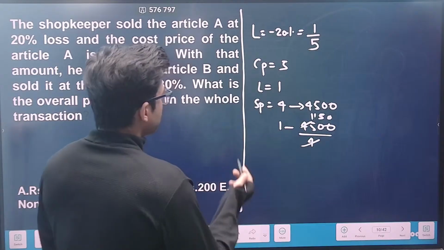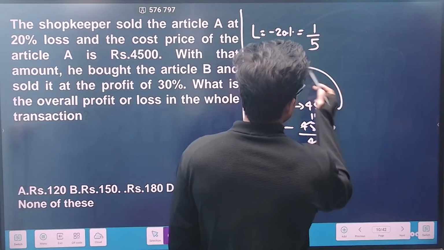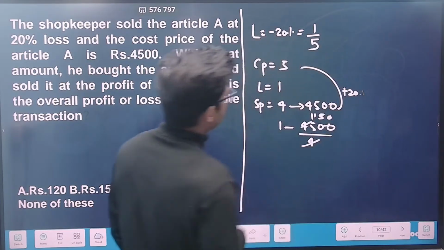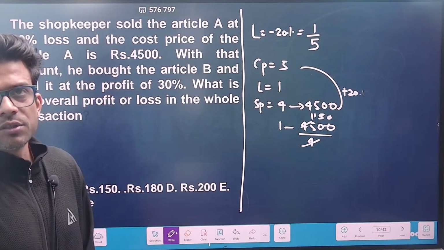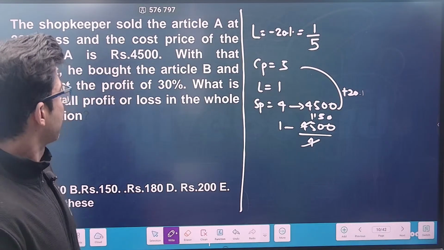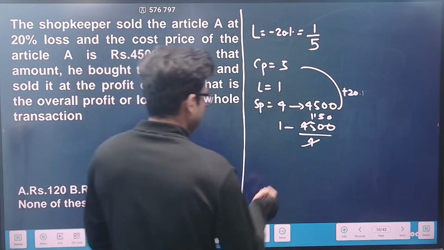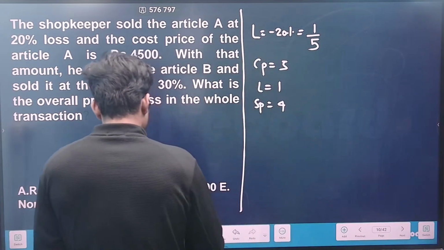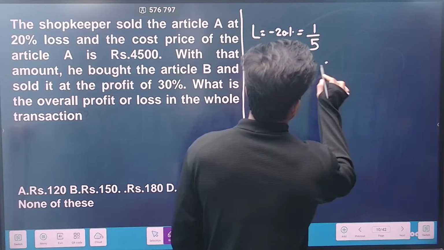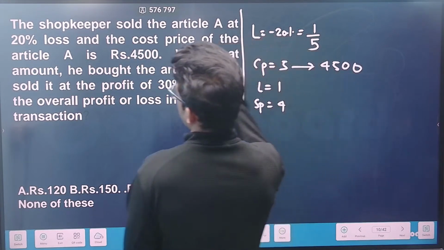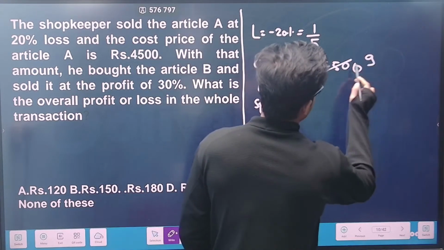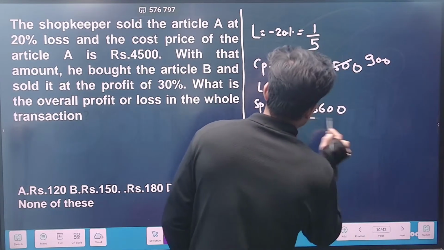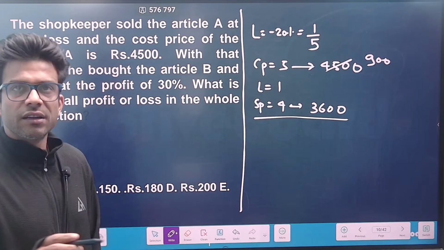So the cost price would be how much? Sorry, my bad, I did something wrong in it. The point is that the value of 5 is given to me, 4500. So the one value would be 900, and 4 would be 3600. Correct. This is my selling price. Okay, fine, now it is done.